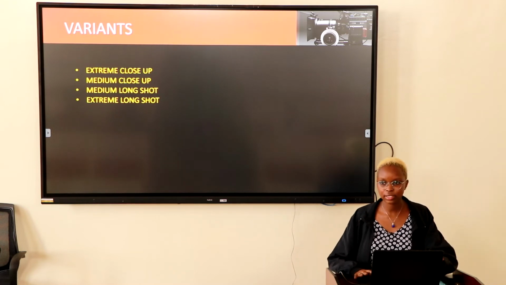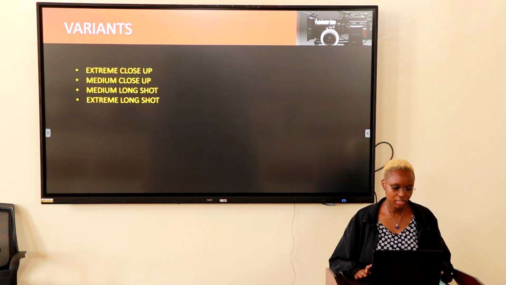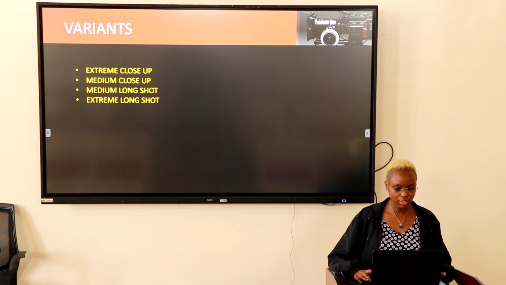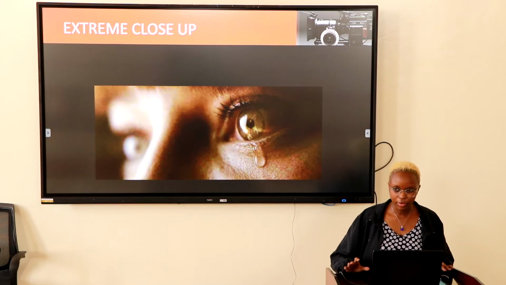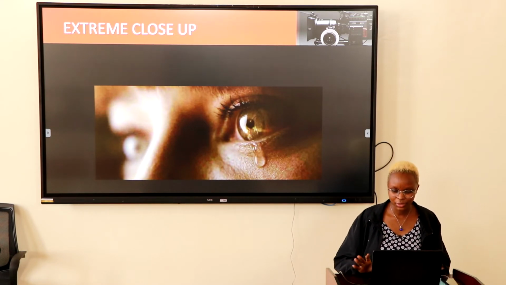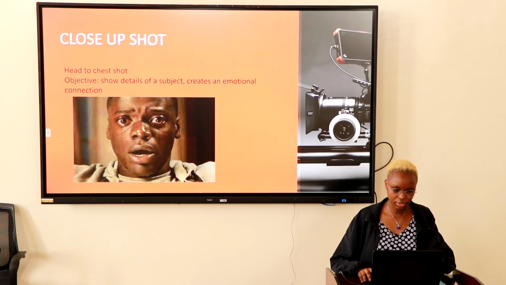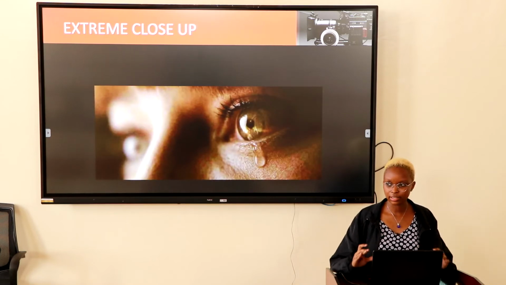Yeah. So the next is variants. These are the variants of the main types of framings that we've talked about. So there's an extreme close-up, medium long shot, and extreme long shot. An extreme close-up is basically an extreme of a close-up. A close-up, as we talked about, is a head-to-chest shot, which means an extreme close-up is even nearer.